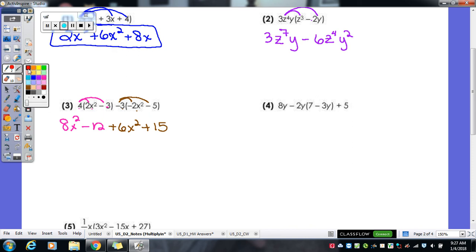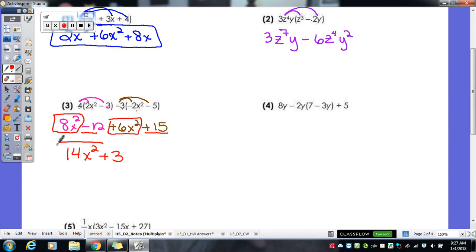So now this combines also in the skill that we did last class. We now have to combine our like terms. So 8x squared plus 6x squared would give us a 14x squared. And then my negative 12 plus 15 would give us a plus 3. Now that's our final answer.